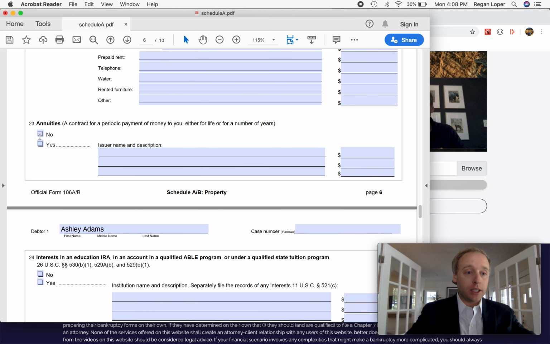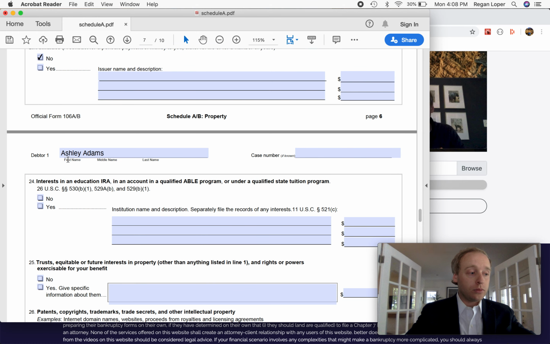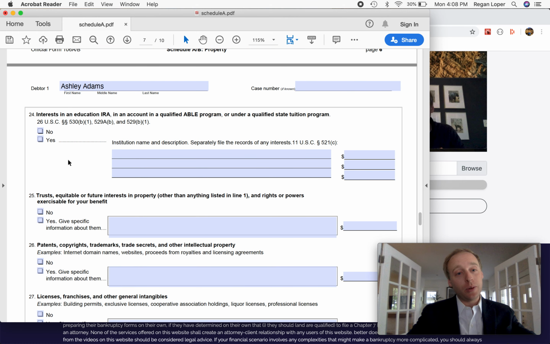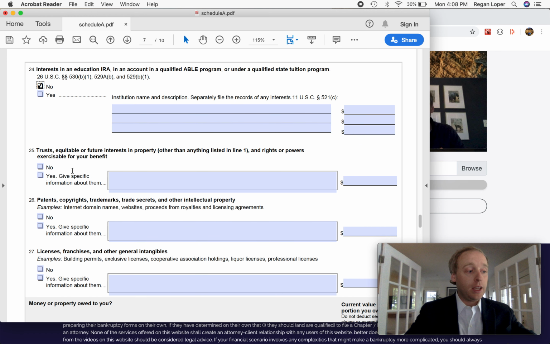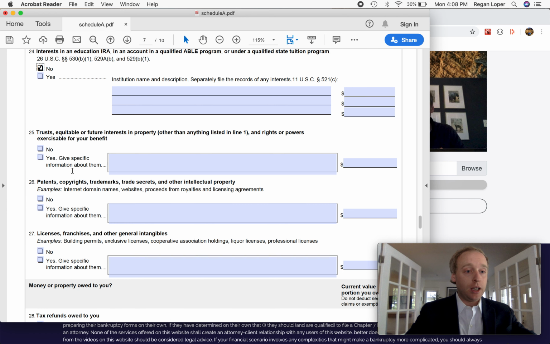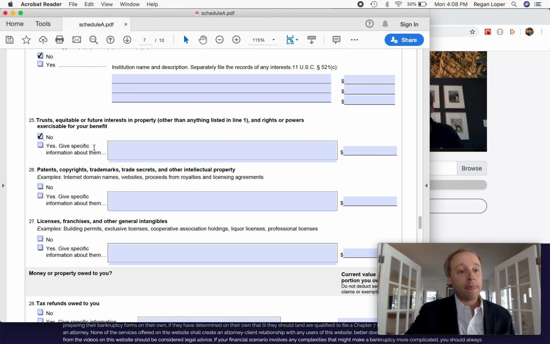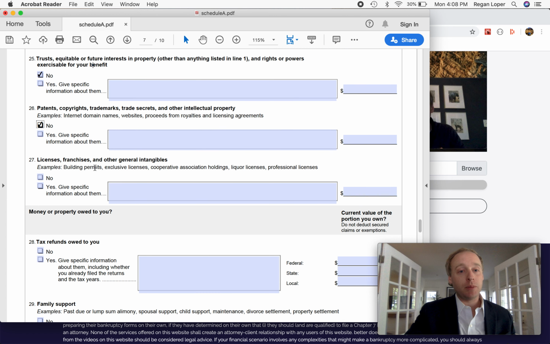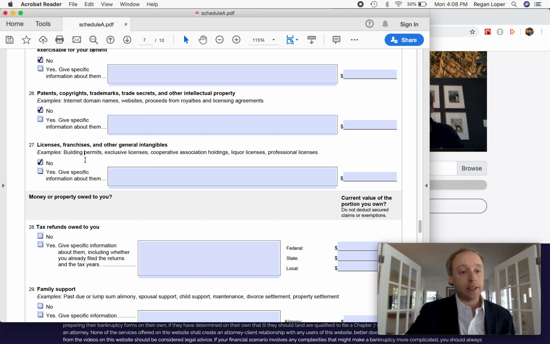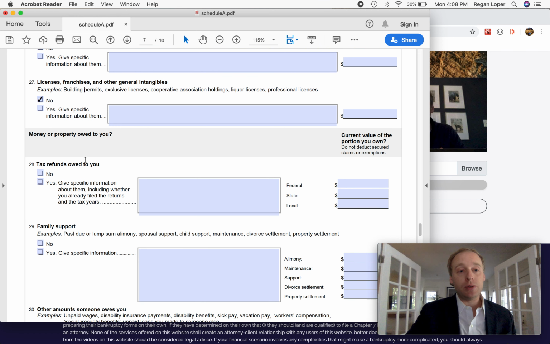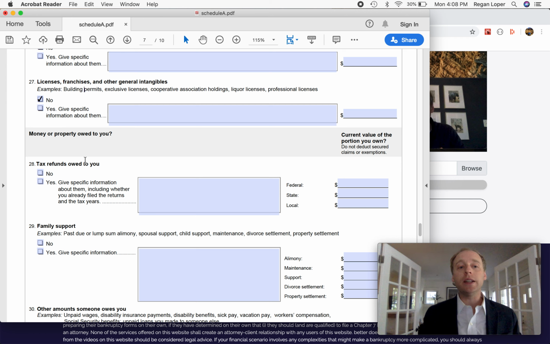Annuities, Ashley selected no. Interest in education IRA or in an account in a qualified ABLE program or under a qualified state tuition program, Ashley selected no. And I'll just make this a bit faster. For these next 3, Ashley selected no. So she did not have an interest in trust, equitable, future interest in property. She does not own any patents, copyright, trademarks, etc., and she does not own any licenses, franchises, etc. Again, if you do have interests or own any of these things, you do need to disclose them to the bankruptcy court.